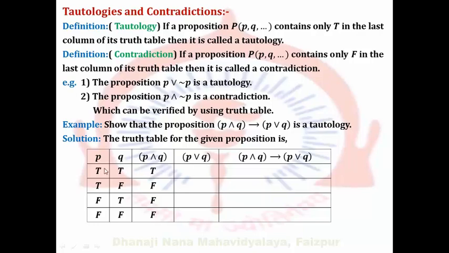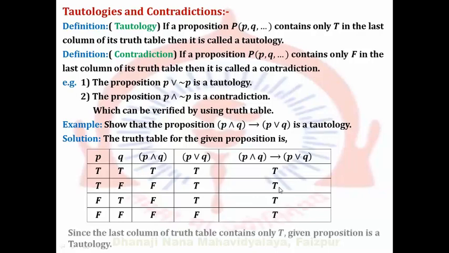Also P or Q: we know that if both statements are false, then the resultant is false, otherwise it is true. So here the first is true, second is true, third is true, but the last one is false. Now the implication. For implication we know that T implies F is always F, otherwise it is true. So here T, T, T, and F, T also T. So the last column contains all T, hence the given proposition is a tautology.